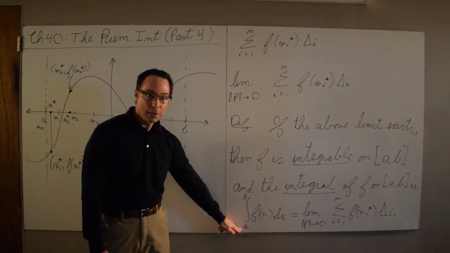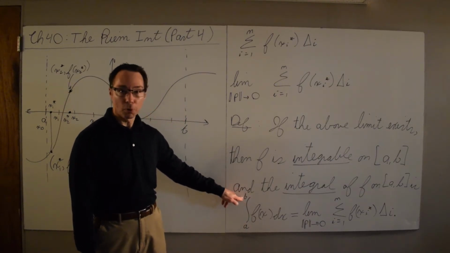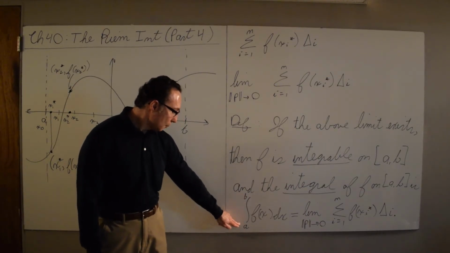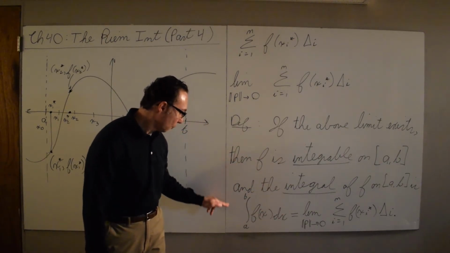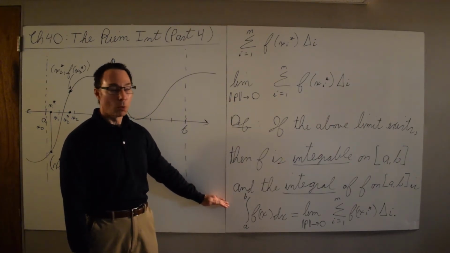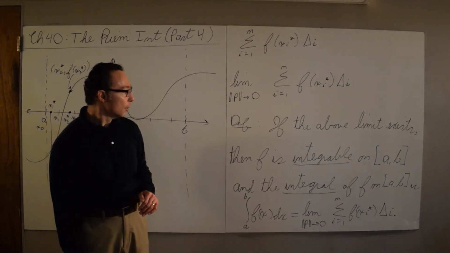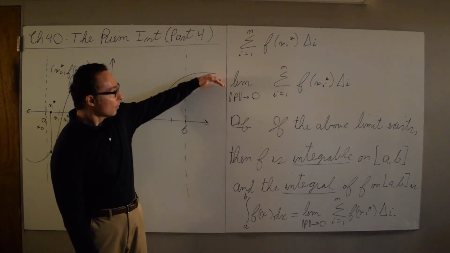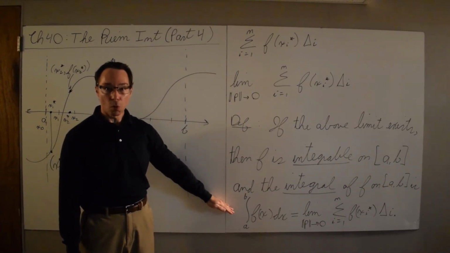With the a down here, this is called our lower limit of integration, and our b is called our upper limit of integration. But these are the endpoints of our interval, AB. And this is just notation for this limit. So this is what an integral is. And so what we're going to be doing in the remaining videos is deciding whether or not this limit exists, and if it does, it's this integral.